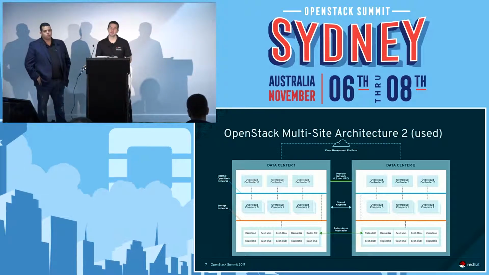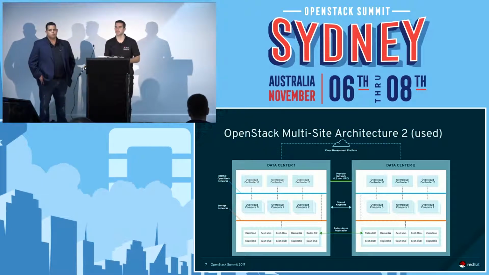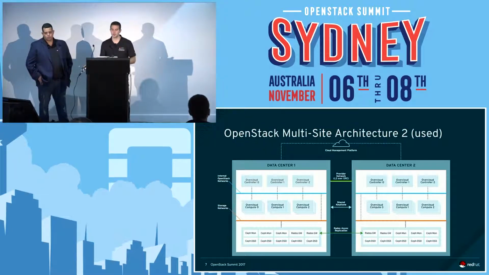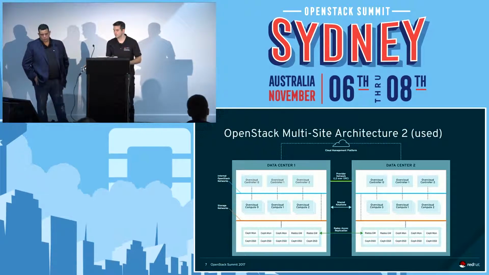So with this particular architecture, what we really used was this environment. It's essentially the same as what you just saw, but what we added was a shared Keystone between both data centers. What this allowed us to do is essentially have API client authentication between both data centers.